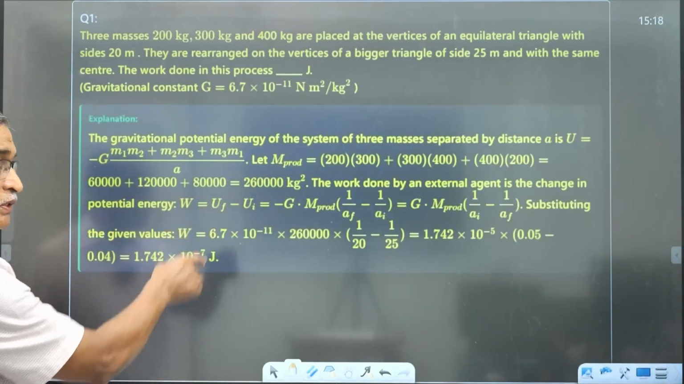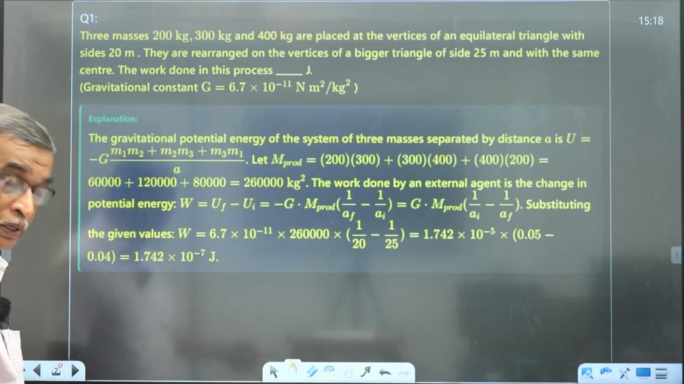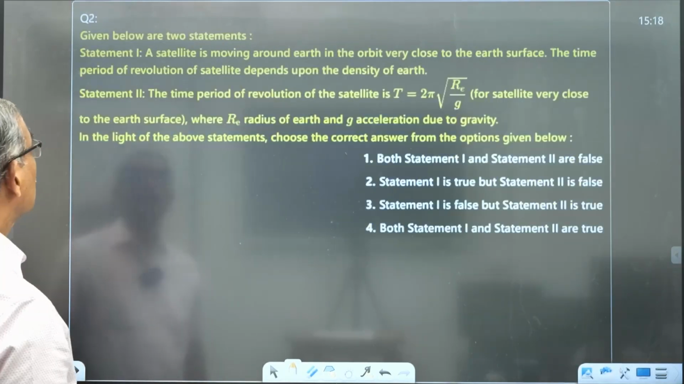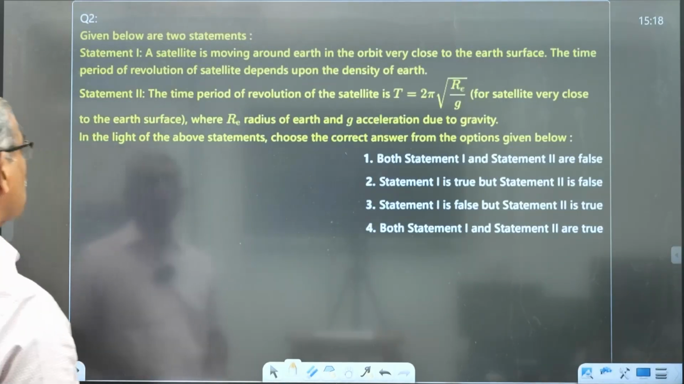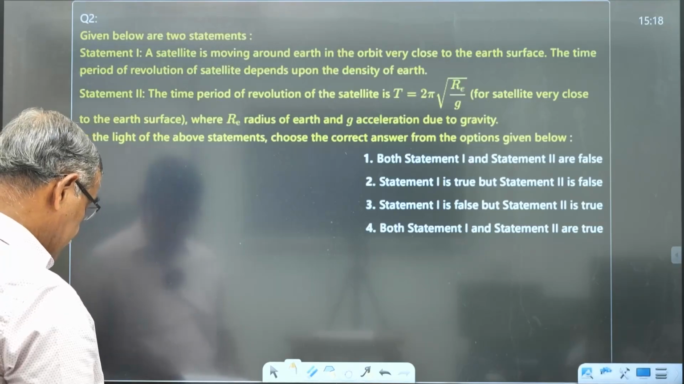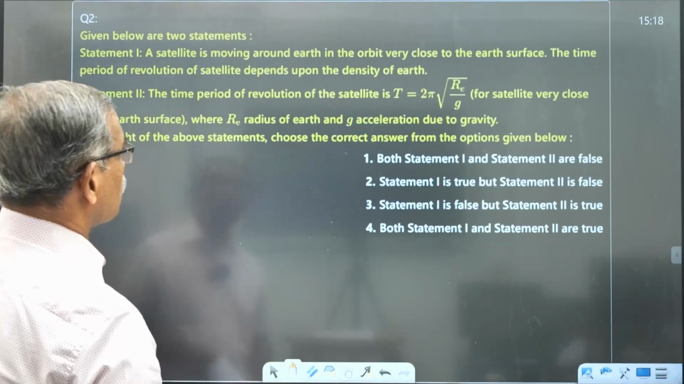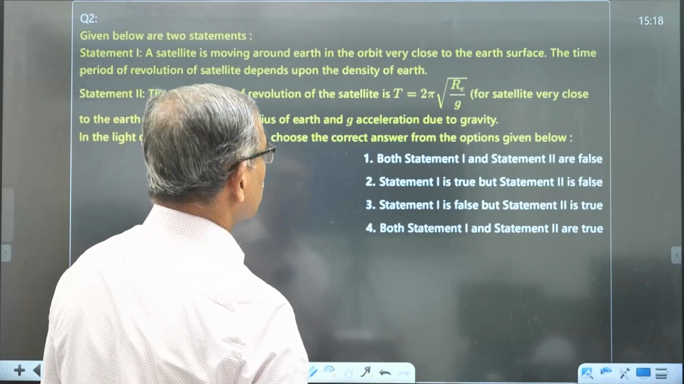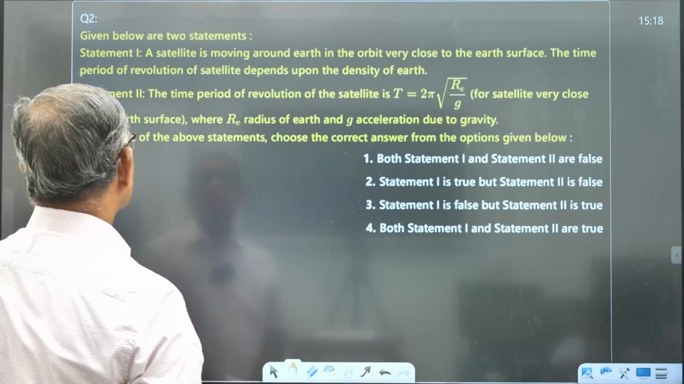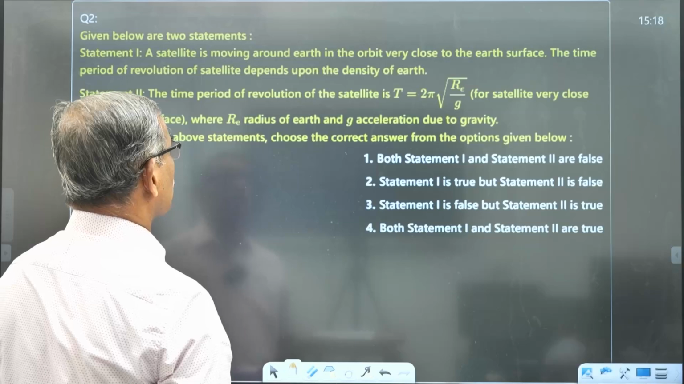Next page, the calculations are there if you want, but no need of it. Given below are two statements. A satellite is moving around Earth in a very close orbit to Earth's surface. The time period of revolution of the satellite depends upon the density of Earth.